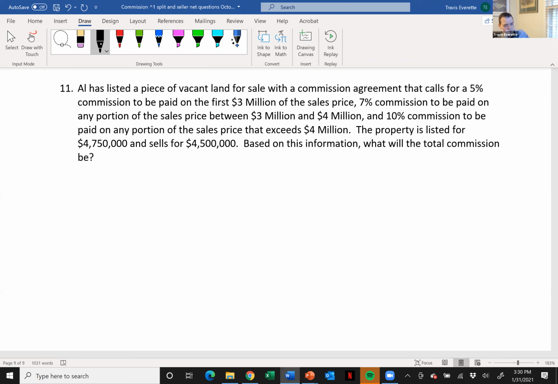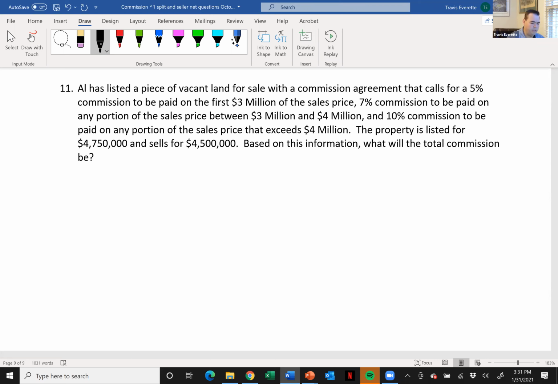Wait a minute now. Whoa, back the bus up. I thought they said a 5% commission. And that says 7% commission on any portion of the sales price between $3 million and $4 million, and then 10% commission paid on any portion that exceeds $4 million. I have never seen anything like this. Y'all have never seen anything like this.